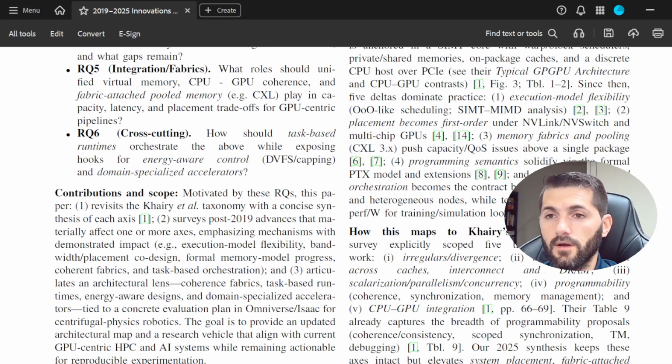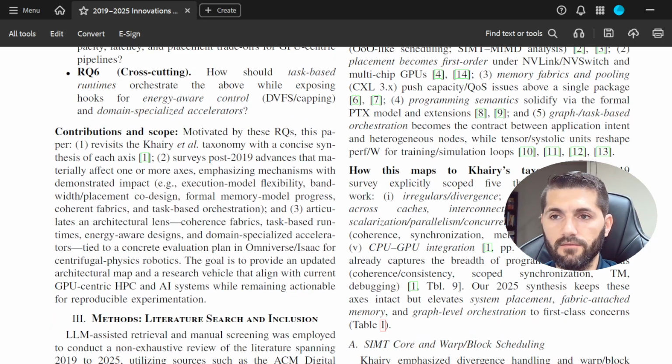So in methods, I did use LLM-assisted retrieval and manual screening for pulling literature. I didn't do an exhaustive review due to time constraints, but looked at the ACM Digital Library and IEEE Xplore, and chose a few preprints as well. I based those pulls on the Carey 2019 survey and those accompanying citations, tried to look forward from those, and then focused on those key areas, which we'll get to in a second.